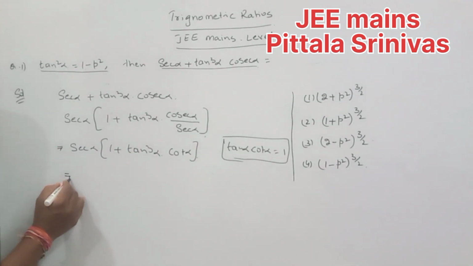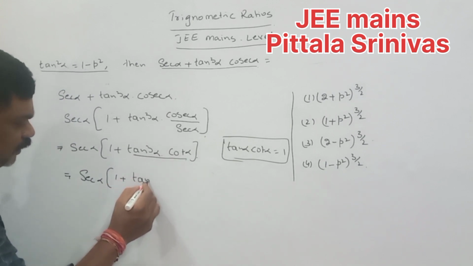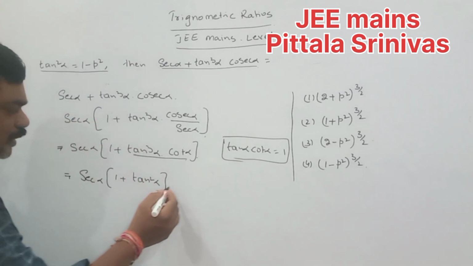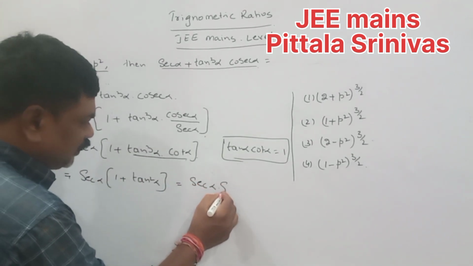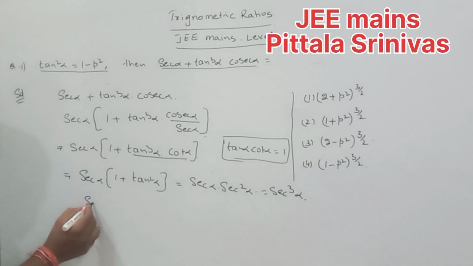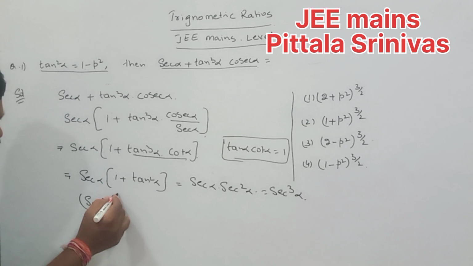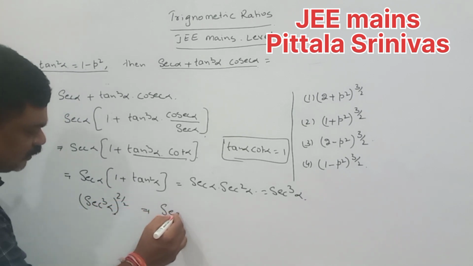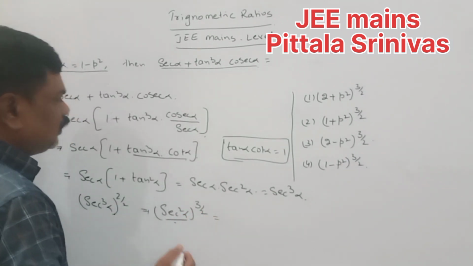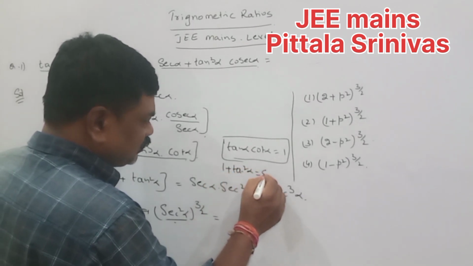So this implies sec alpha into 1 plus tan square alpha. Why? Because tan alpha into cot alpha is 1, and the remaining is tan square alpha. This is sec alpha into sec square alpha, which is equal to sec cube alpha. So sec cube alpha can be written as sec square alpha whole power 3 by 2. But sec square alpha is equal to what? 1 plus tan square alpha, so 1 plus tan square alpha is equal to secant square alpha.